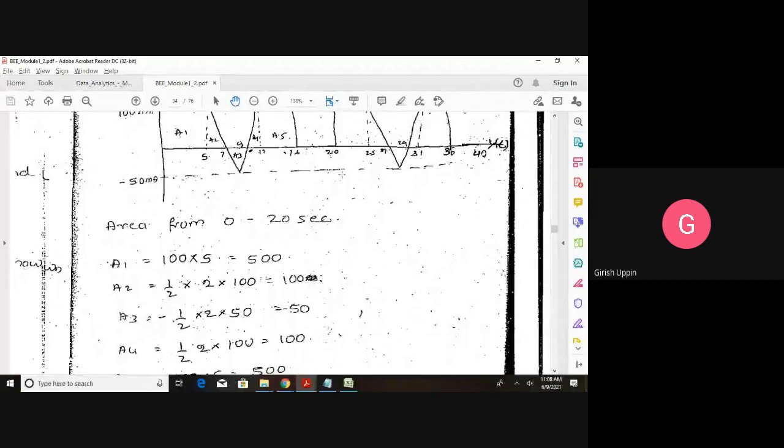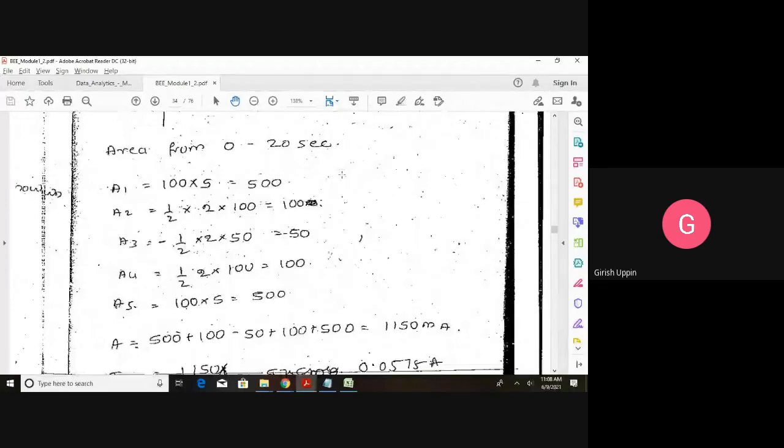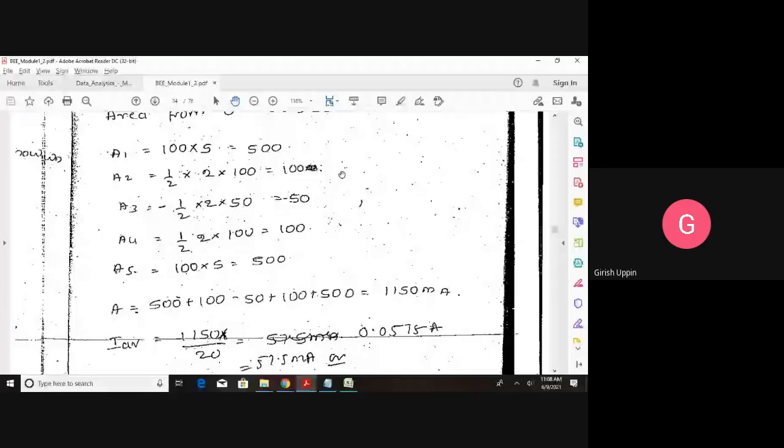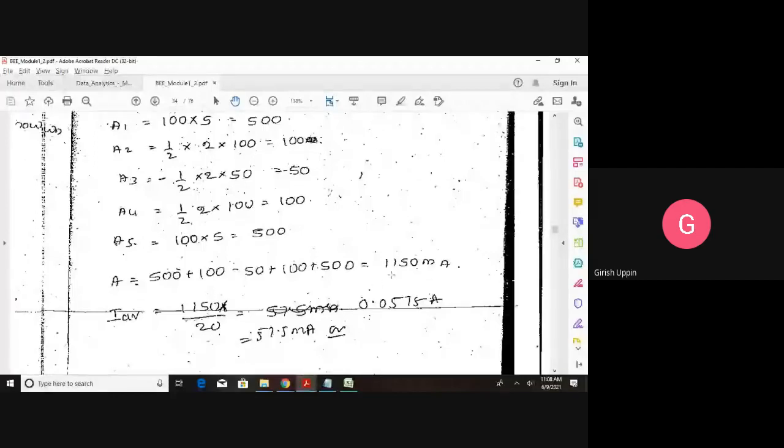Therefore the total area is how much? The total area is A1 plus A2 plus A3 plus A4 plus A5. If I add all those, we get 1150. The average value is equal to the total area, 1150, divided by 20 seconds, because the time period for the one complete cycle is 20. That gives you 0.0575, that is 57.5 milliamperes. That's how we calculate.